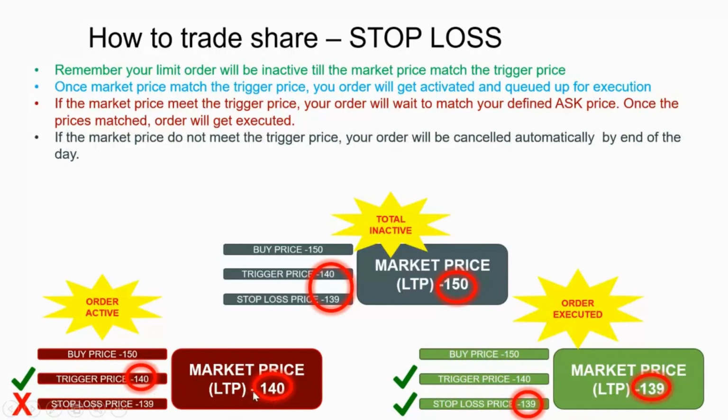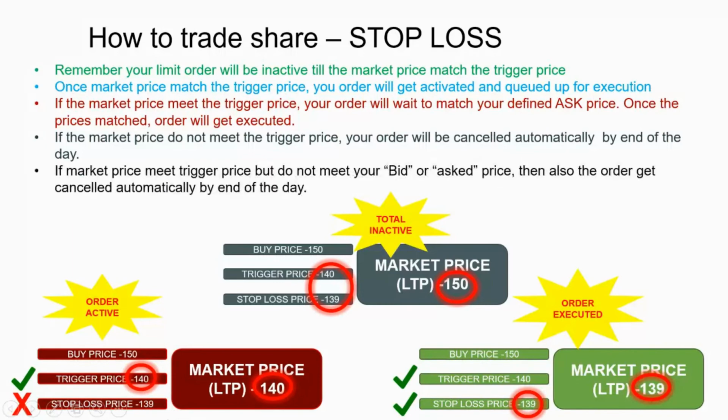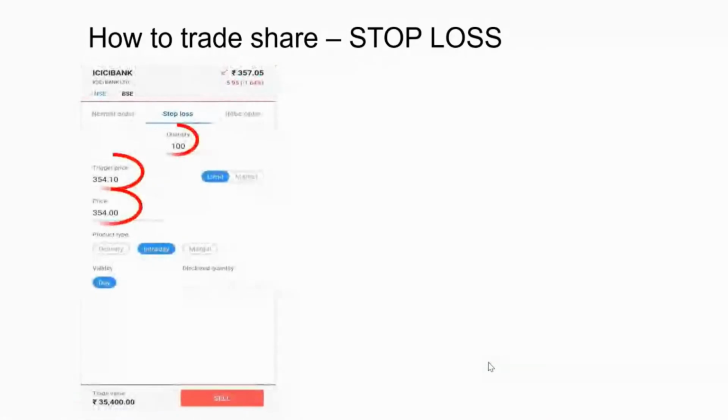And once the order price matches with the market price, then the order will get executed. If the market price meets the trigger price but does not meet your order price, then the order gets cancelled automatically by the end of the day. In this case, if the market price reaches 139, your stop loss order will get executed and will save you from losing more money. Let us see how to make a stop loss order in the Angel Broking app.